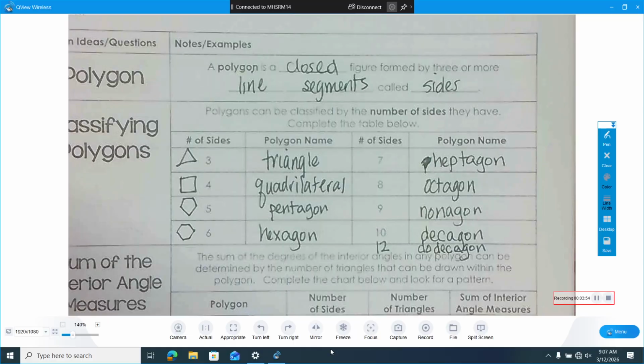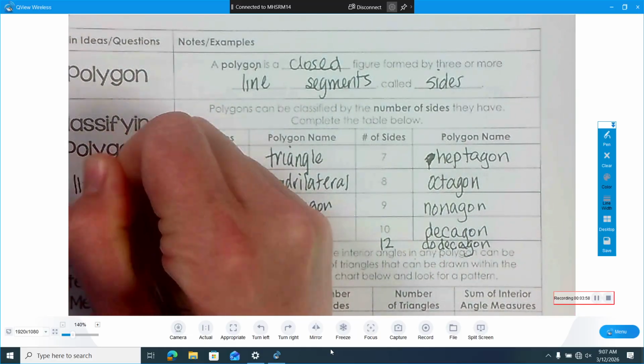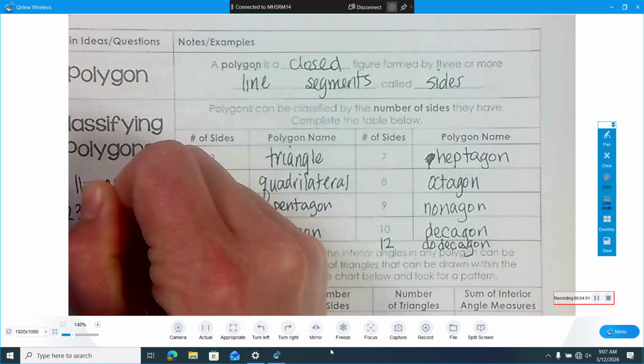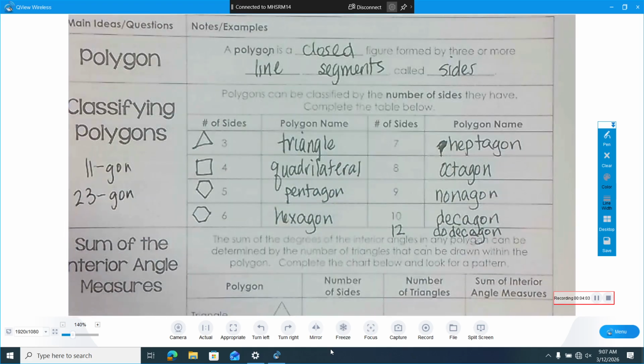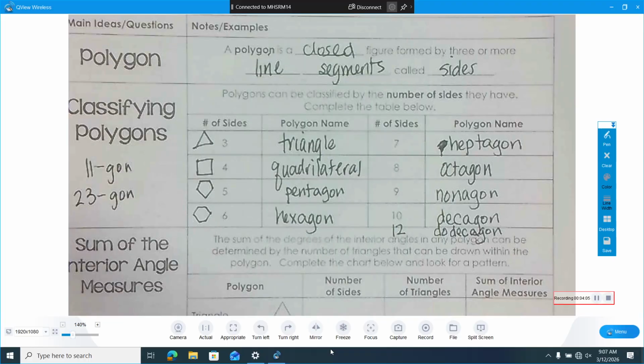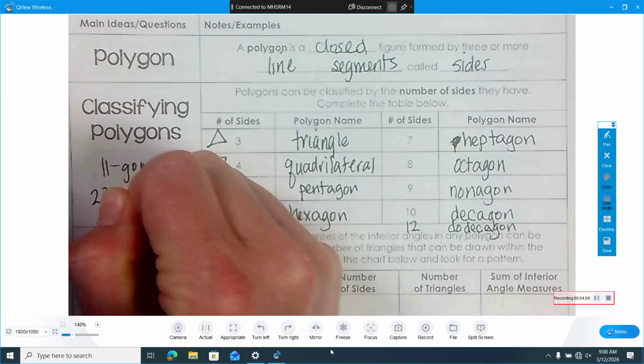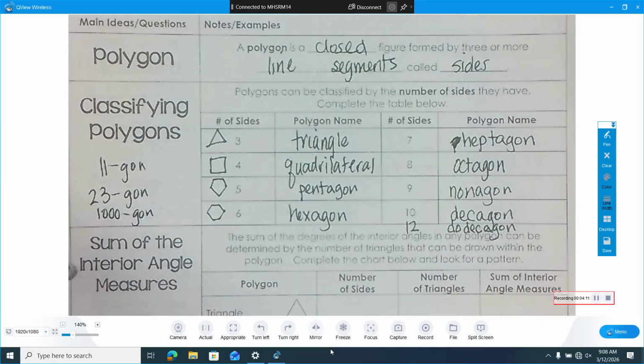And so when we have other numbers, we might just call it an 11-gon or a 23-gon. So they just number the sides that way. So you might have a 1,000-gon, which would be a very, very crazy polygon, but that happens.